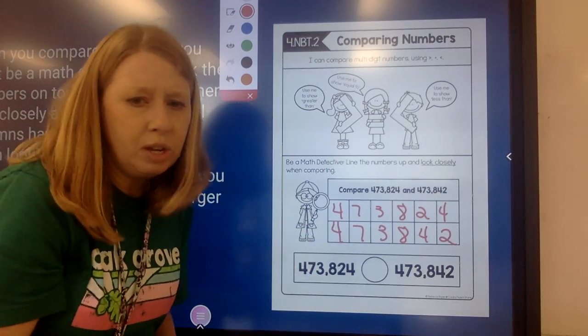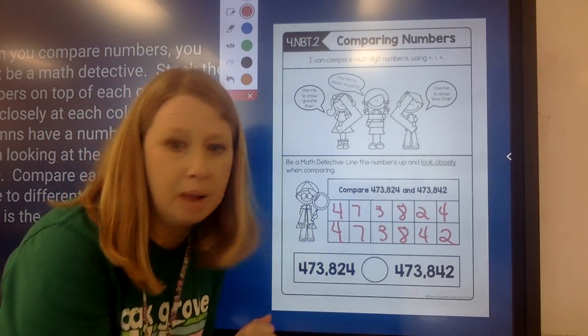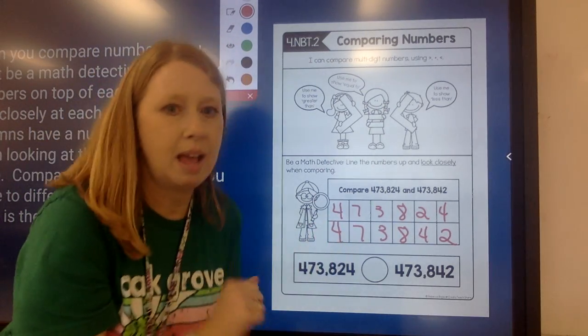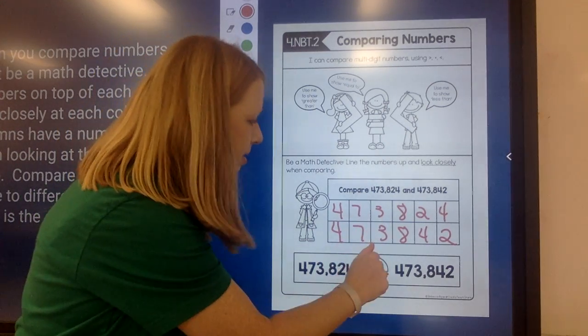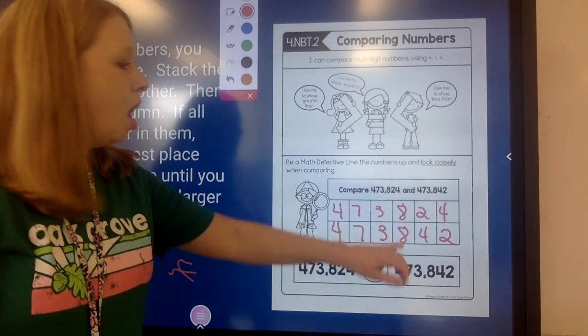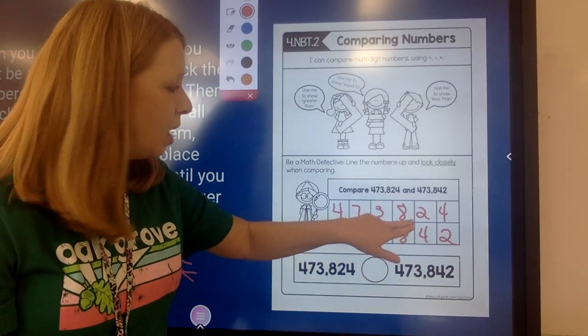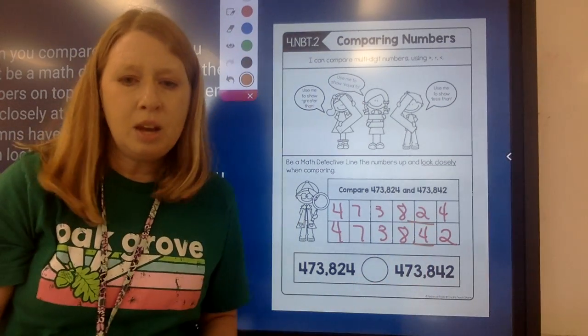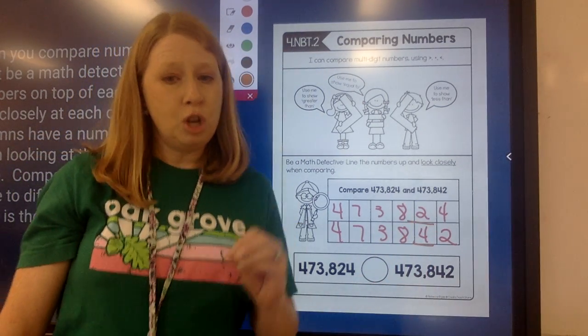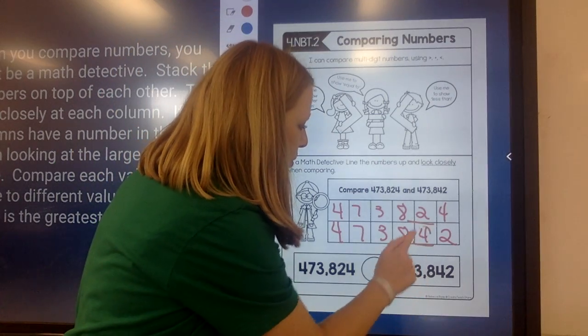Let's look at our first two digits. We've got 4s. They're the same. Then I'm going to look at the 7s. They're the same too. Now we have the 3s in the thousand spot. They're the same. My 8s are the same. Until I get to the 2 and the 4 right here in the tens column. And look, they're different. Let's see. What is bigger, 2 or 4? Yes, the 4 is larger.